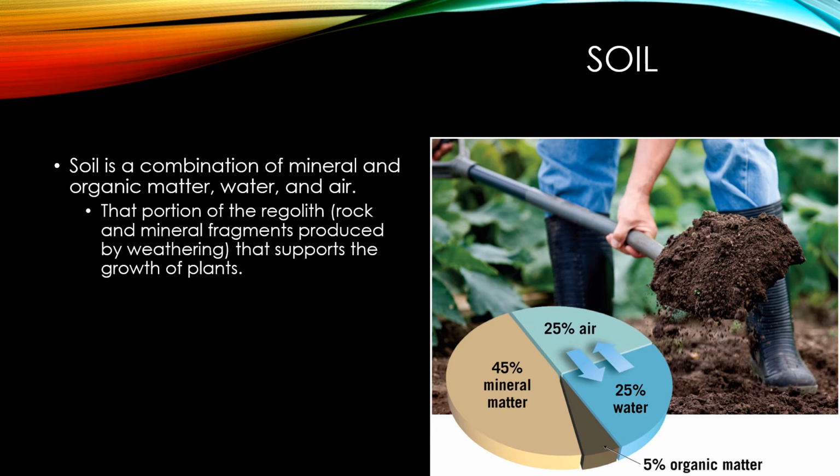This diagram on the right, next to this person shoveling soil, shows a good example of what the percentages look like in a good soil that supports the growth of plants. About 45% mineral matter, or matter that was weathered from a parent rock, and then about 25% air, 25% water, and about 5% organic matter. Where does the organic matter come from? It comes from other life forms decomposing primarily.